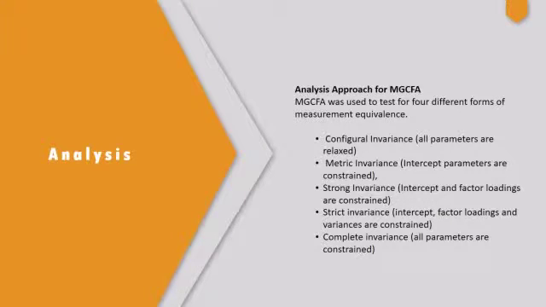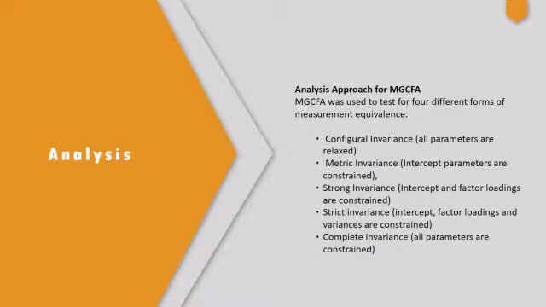So for the analysis, we did ordinal logistic regression at the item level to check if there is differential item functioning. And then we used multi-group confirmatory factor analysis at the domain level to check if there is differential item functioning here. For the multi-group confirmatory factor analysis, we test 4 different forms of measurement equivalence. Now, if there is no differential item functioning, then there will be measurement equivalence. If there is differential item functioning, then there won't be measurement equivalence.